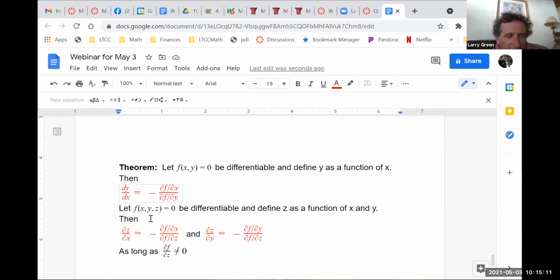Okay. And with 3 variables, if f of x, y, z equals 0, then del z del x equals negative del f del x over del f del z, and del z del y equals negative del f del y over del f del z, as long as you're not dividing by 0. So it's a plug and chug thing, but you have to remember the formula.